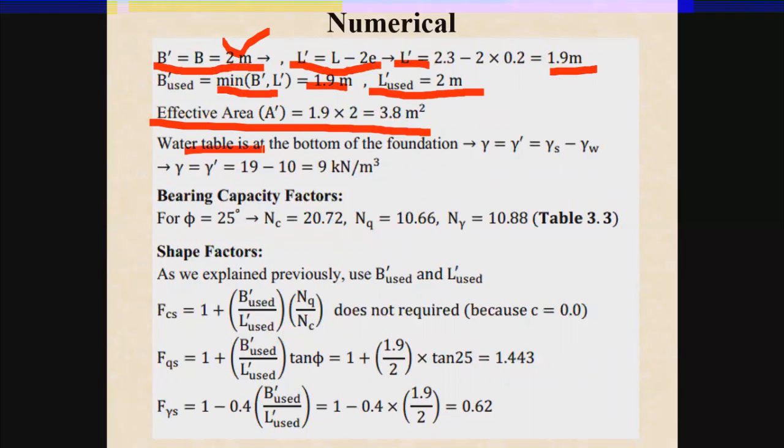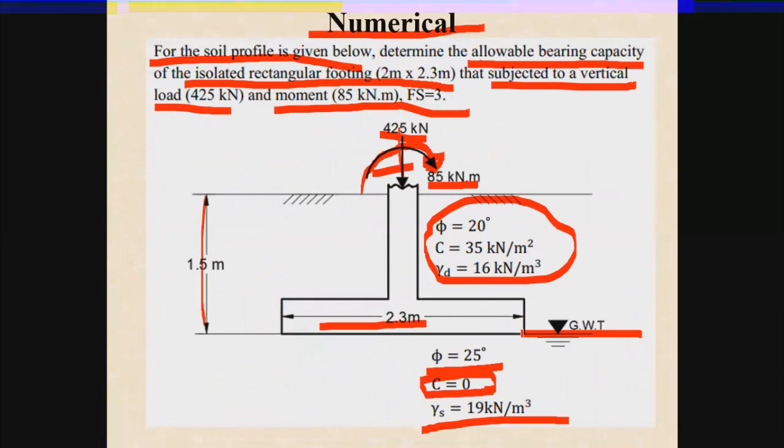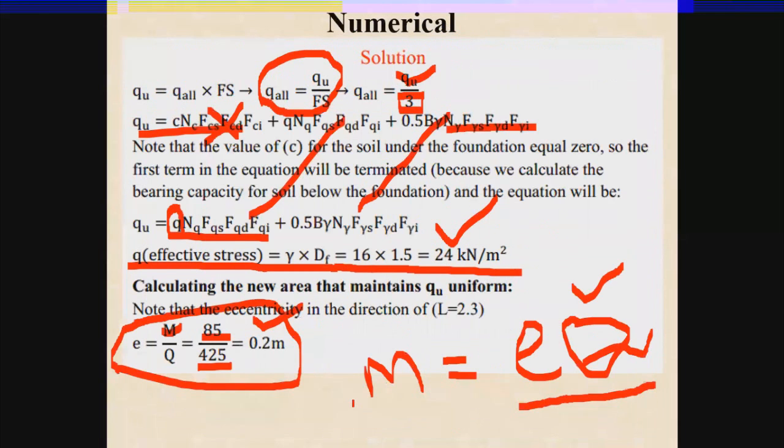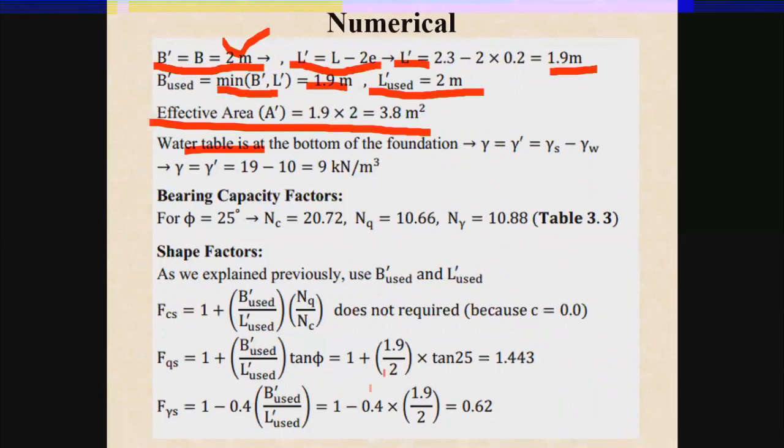Now, water table at the base of the footing. You can see there is a water table just at the base of the footing. So while calculating the pressure distribution in this zone, you will use the effective unit weight for the soil. The effective unit weight is equal to gamma saturated minus gamma of water. So this will give me a value of 9 kilonewton per cubic meter as the value of gamma bar, which is known as the effective unit weight of the soil.